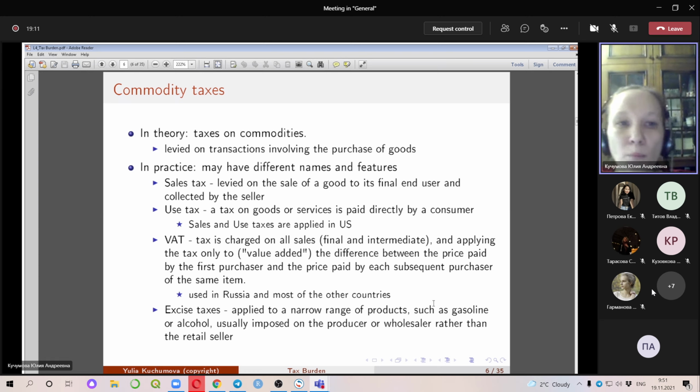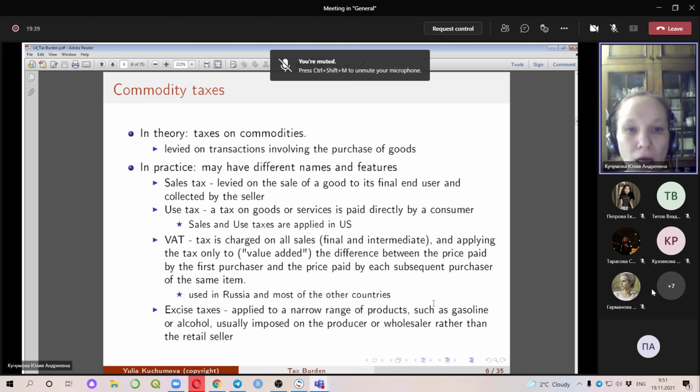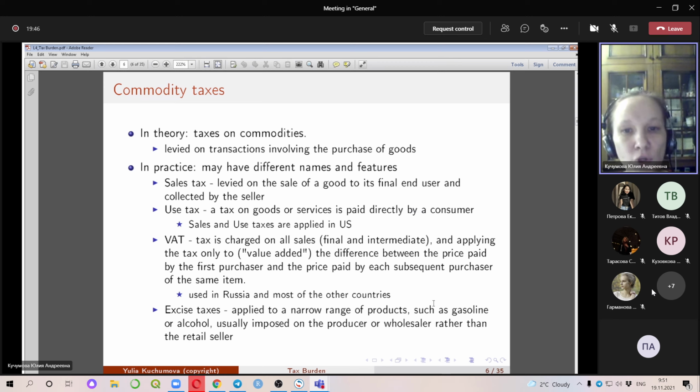Okay, one important tax is a commodity tax. In theory, this is a tax on commodities, right? It's levied on transactions involving the purchase of goods. In practice, there are a lot of different names and features that apply to this tax. For example, sales tax and use tax are used in the US. Sales tax is levied on the sale of goods to the final end user and collected by the seller. Use tax is a tax on goods and services that is paid directly by the consumer to the government, right?